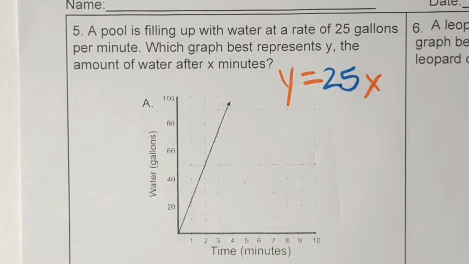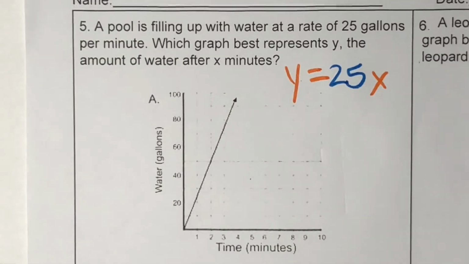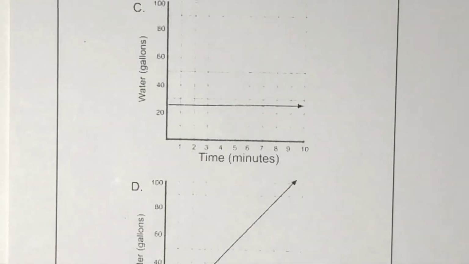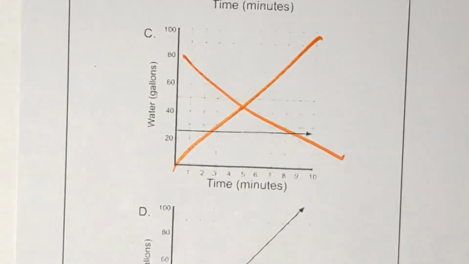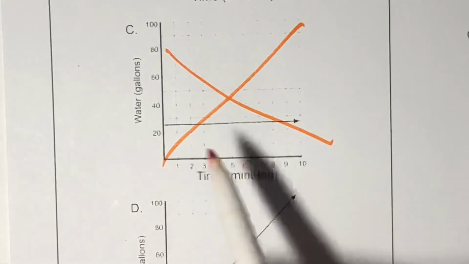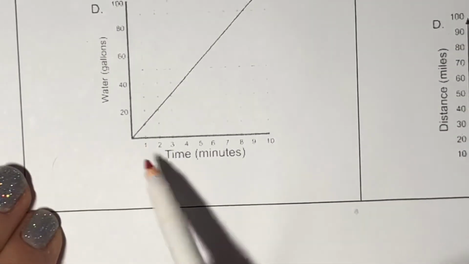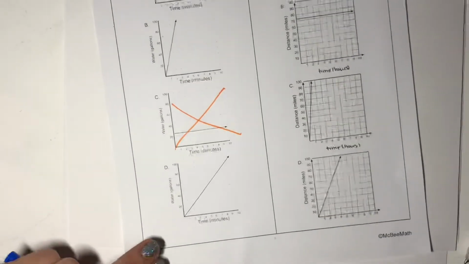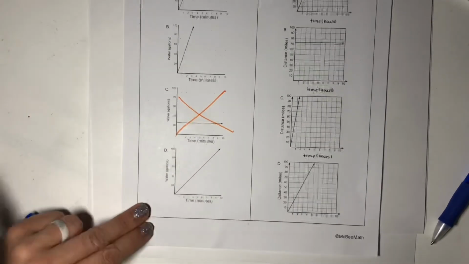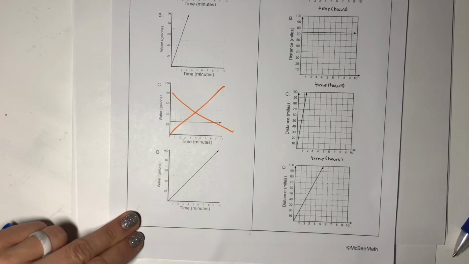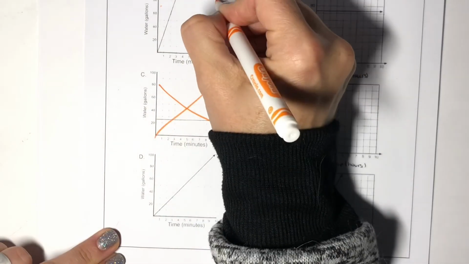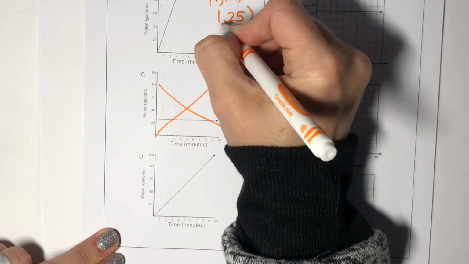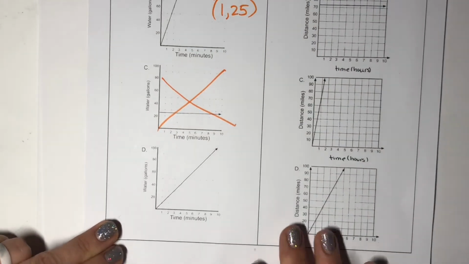Is A in contention? Like, could that be a possibility? Maybe. B might look like it would work. Well, C's not going to work at all, because yeah, it's straight, but it doesn't start at the origin, and D would work, okay? So now what I have to do is look a little closer at some of these and see if I can find that 1, comma 25 point, the one where 1 meets 25, and that would be the one that I'm doing.